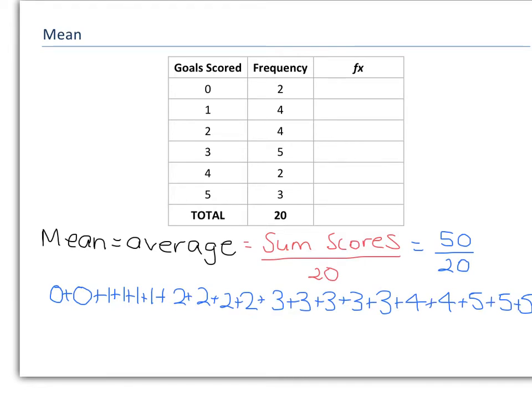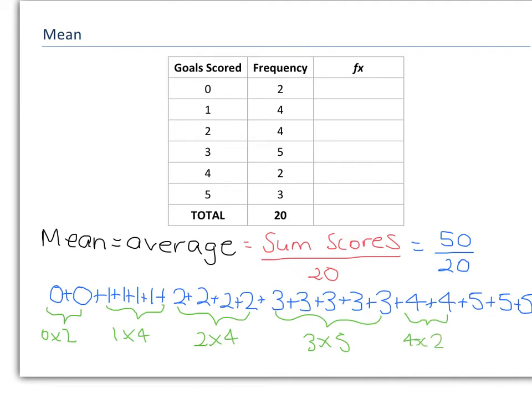But we are just adding the same numbers over and over again, and we know that there is a faster way to do this. We could just multiply the scores by the number of times that they occurred, or their frequency. So in that case, I would have 0 times 2, I'd have 1 times 4, I'd have 2 times 4, 3 times 5, 4 times 2, and 5 times 3. You can also see that I've added an extra column to my frequency distribution table, and I've called it fx.